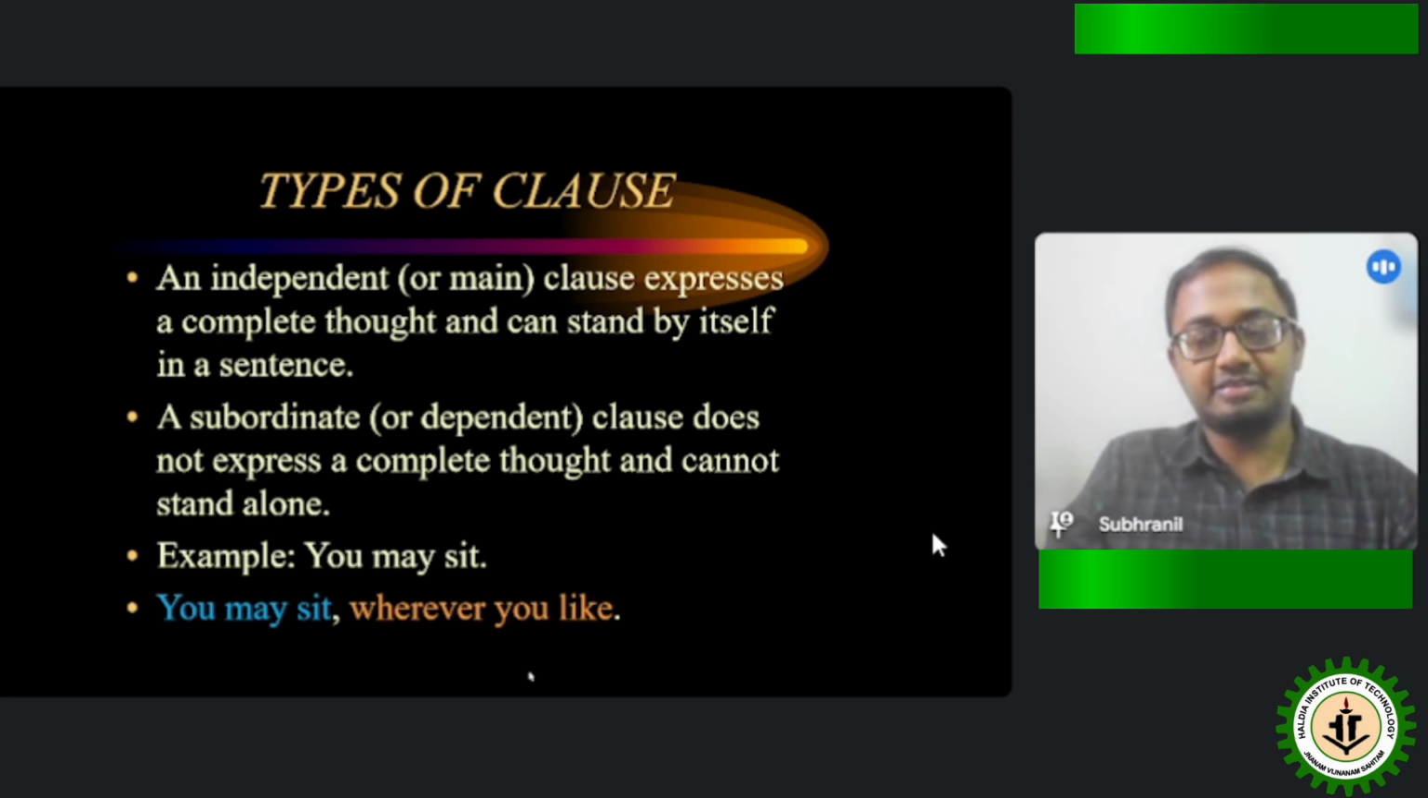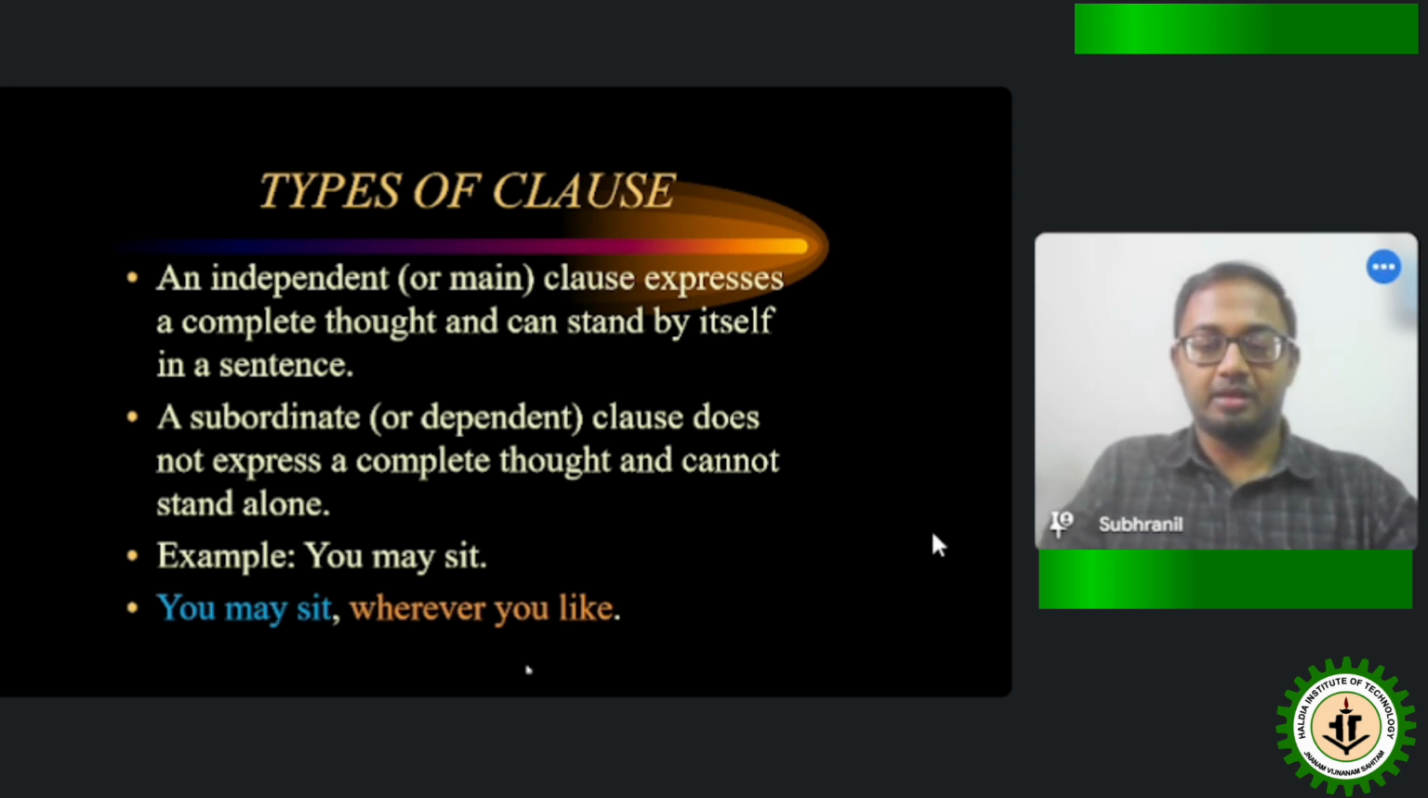Now, if I extend the sentence, you may sit wherever you like. Now, this wherever you like has also a subject and a verb. The subject is you and the verb is like. It is a group of words as well, but it cannot express a complete thought and cannot stand alone. It needs an independent clause to convey its complete meaning.